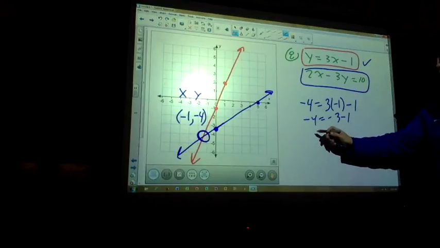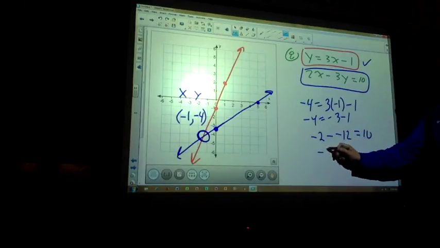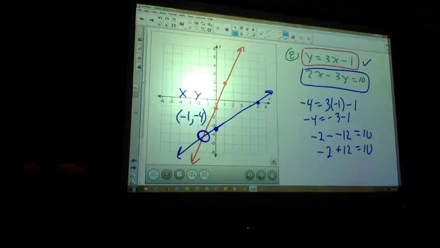Plug it in on the other one, my x and y values. So 2 times negative 1 is negative 2. Minus 3 times negative 4, which is going to be that. Negative, negative is positive. Negative 2 plus 12 is 10. Yeah, so it works on both. So that is the solution: negative 1 comma negative 4.